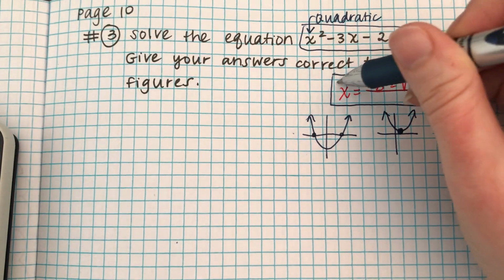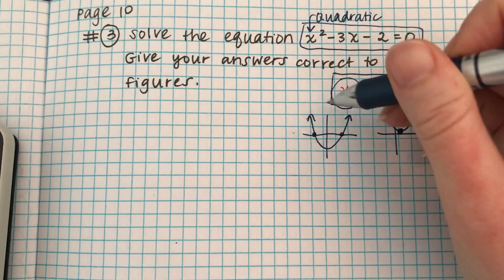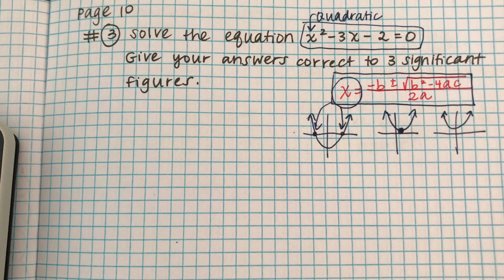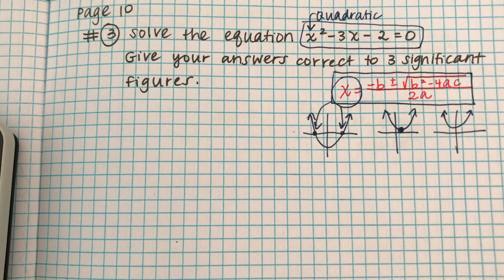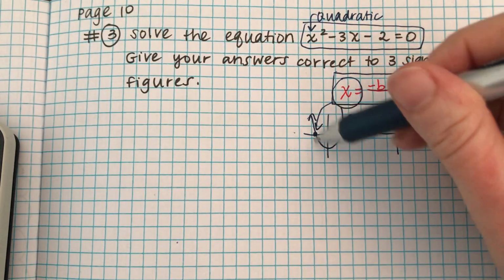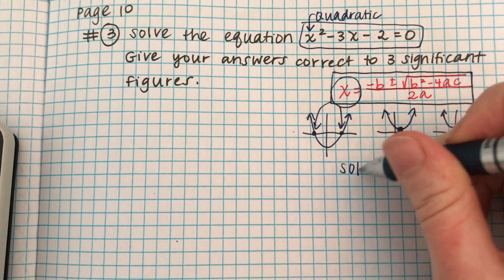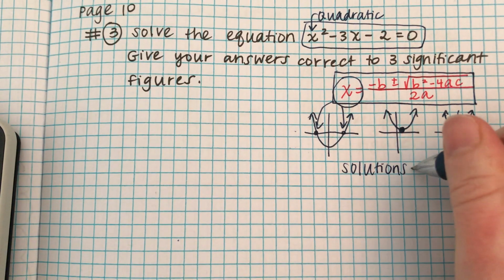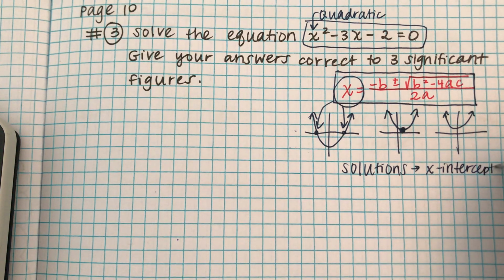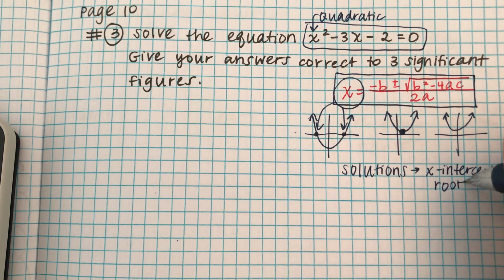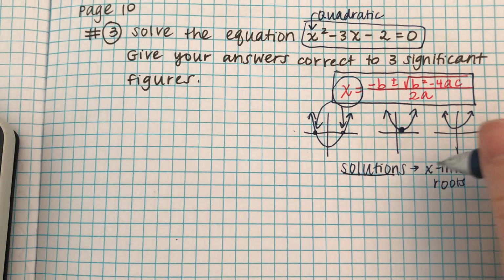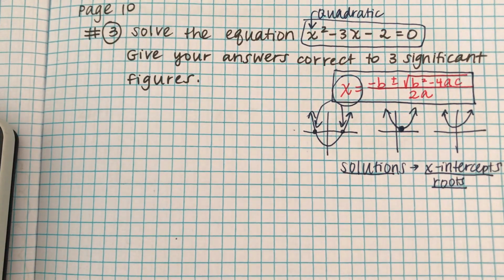That's why we have this x equals, that x value will represent potentially the multiple or just one or no solutions of that quadratic graph. And by solutions, remember that also means x-intercepts or roots. All of those terms are interchangeable. Solutions, x-intercepts, and roots.